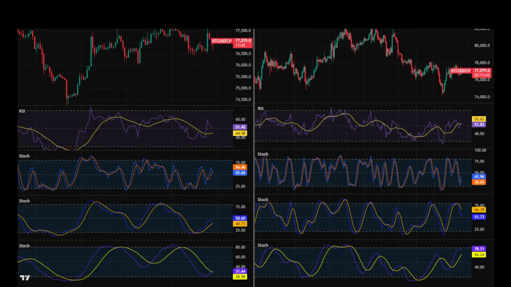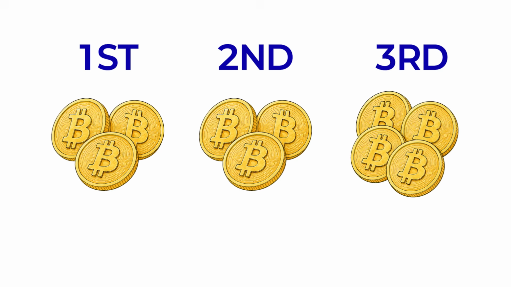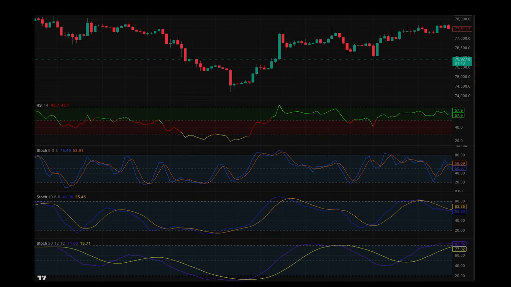The final three. You split your entries into three parts too. It's simple position scaling. Let me show you an example. Let's say you're entering a position worth 10 Bitcoin. You'd scale into the position like this. Let me show you on the 1 hour chart first.